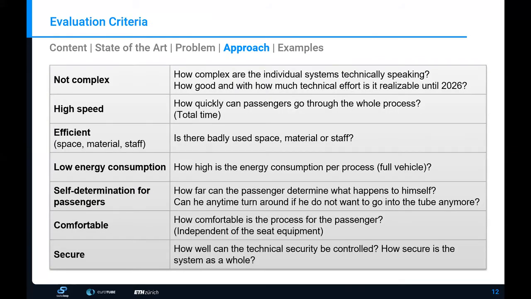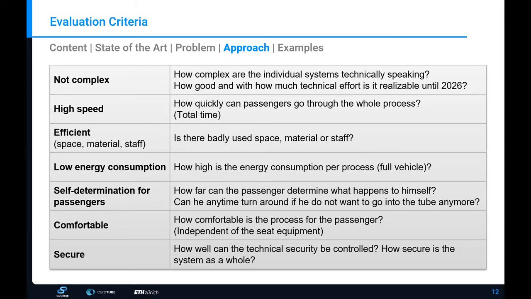Now I will show you the evaluation criteria I used. But first of all, the concept has to be realizable, since the project should be realized until 2026 in the beta tube of EuroTube. Now to the evaluation criteria: the system shouldn't be complex. It should be high speed and efficient in terms of space, material, and so on. It also should have low energy consumption.